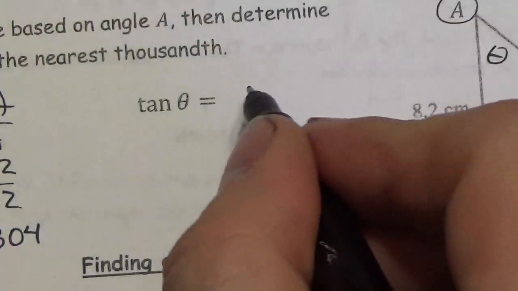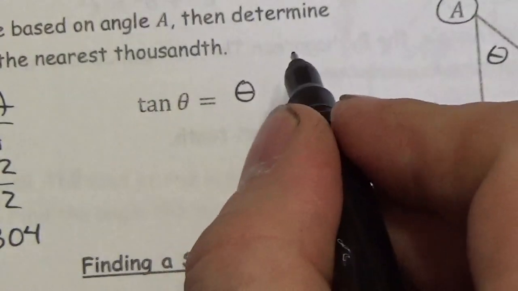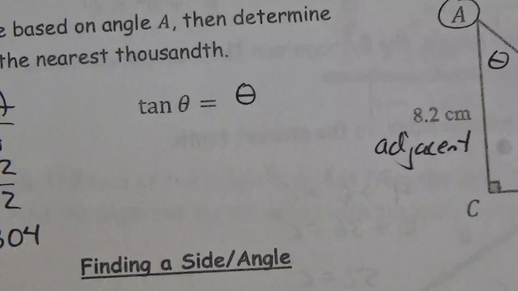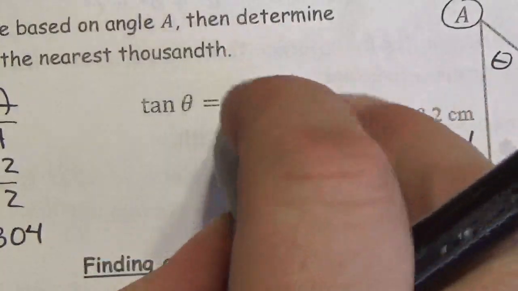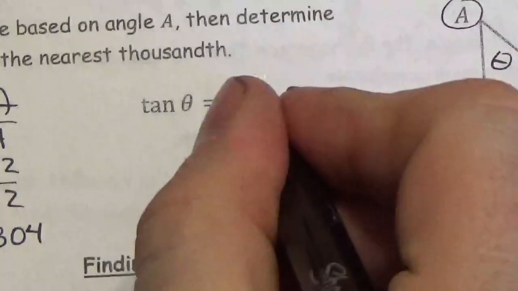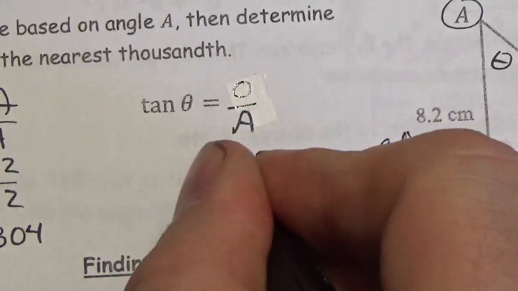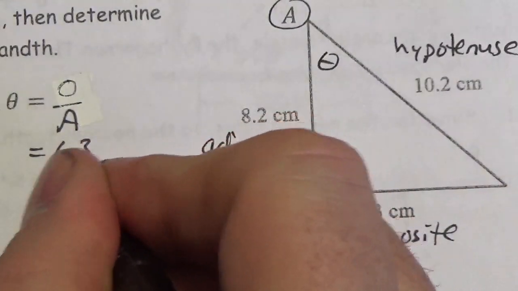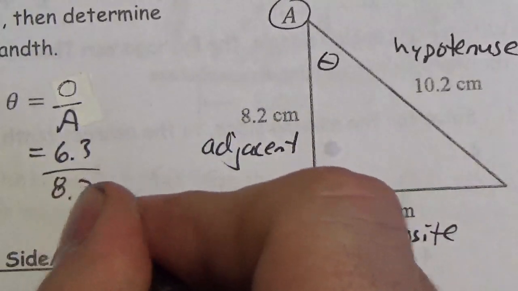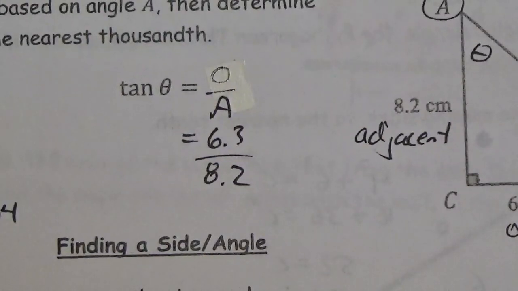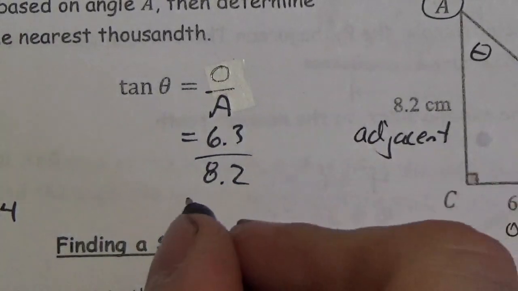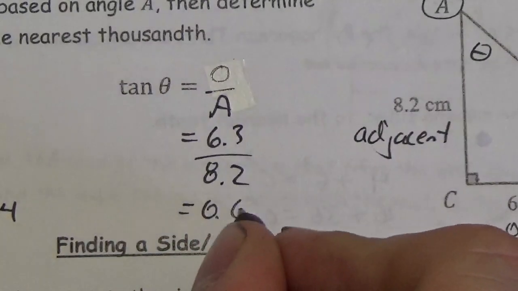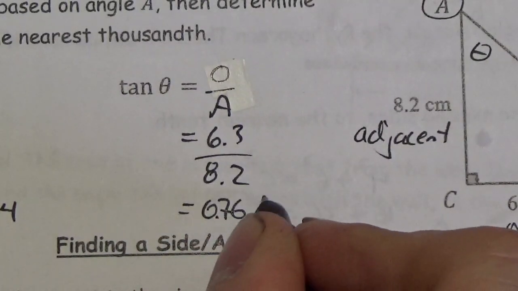If we look at the tangent ratio, that's going to be the opposite. Whoops, I don't know why I felt obliged to put a theta there. Let's get rid of that. This is going to be the opposite over the adjacent. And when I look back, my opposite is 6.3 and my adjacent is 8.2. And so now, when I go to my calculator, 6.3 divided by 8.2, I am getting approximately 0.768.